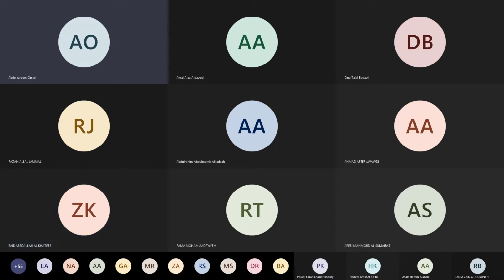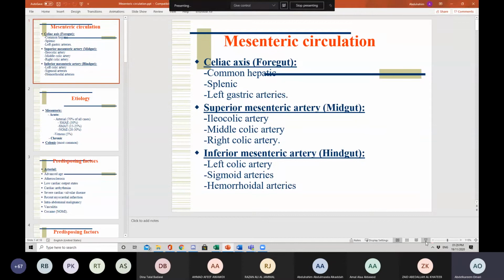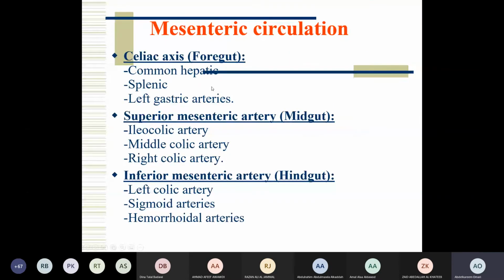Let's talk about the mesenteric circulation. Focus with me, guys. You know this is an emergency and you will be asked about it wherever you go. We hope you will have a very good post outside.